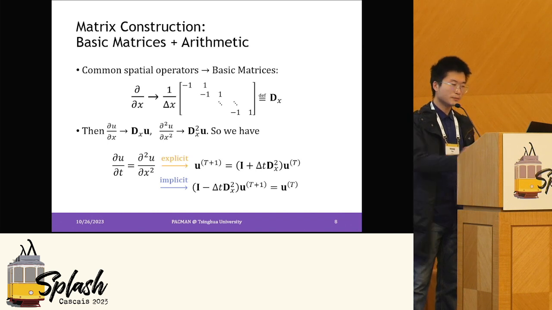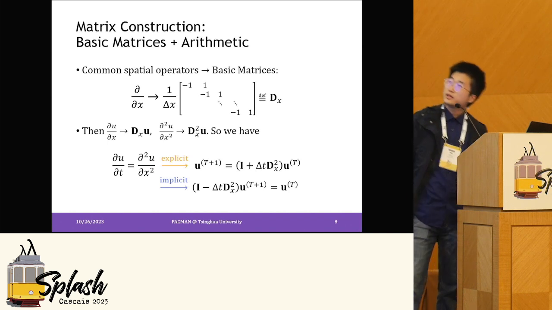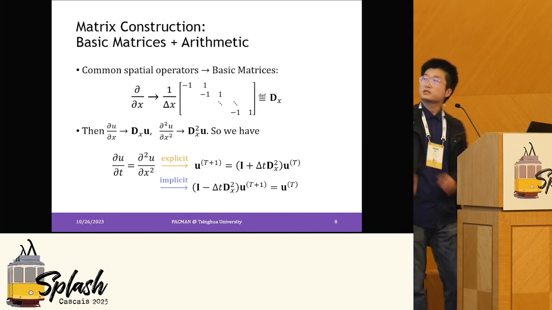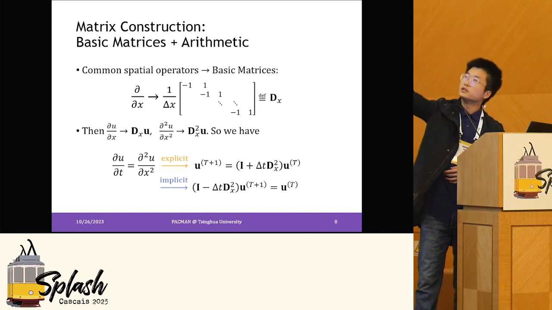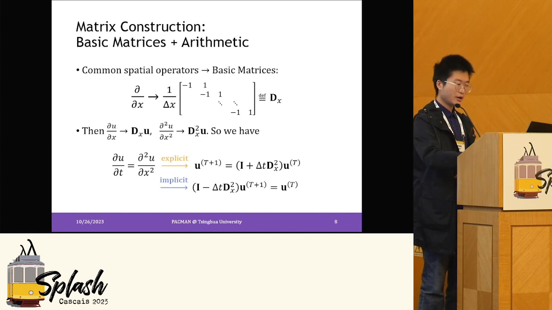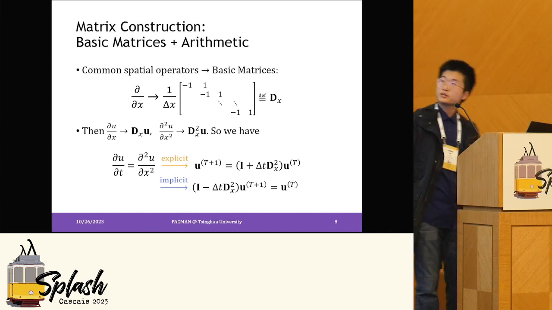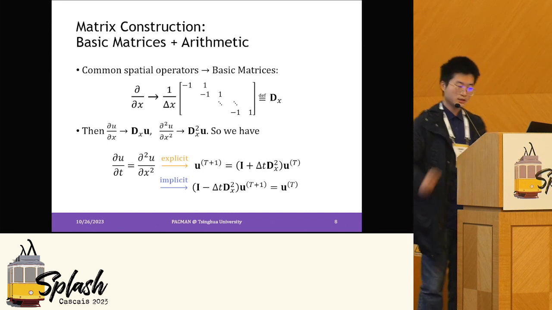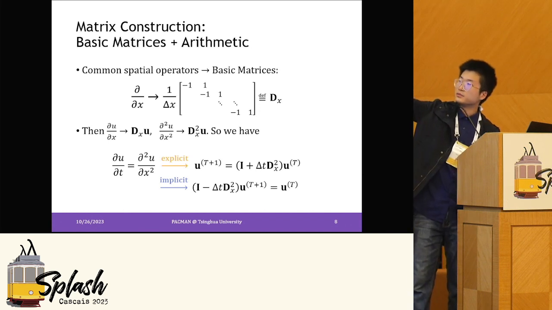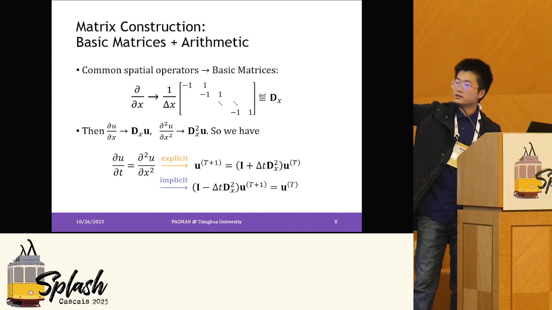For example, the dx matrix here is a discretized version of the partial squared over partial x differential operator here. By using it, the equation below can be discretized easily into either explicit or implicit form. We can see that the first one is simply multiplication between matrix and vector, and the next one requires solving the linear system.